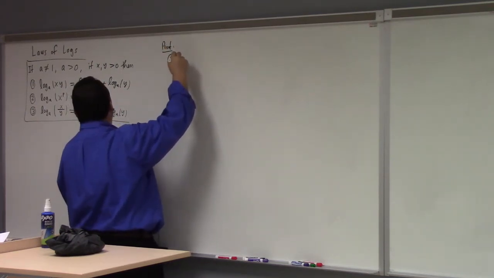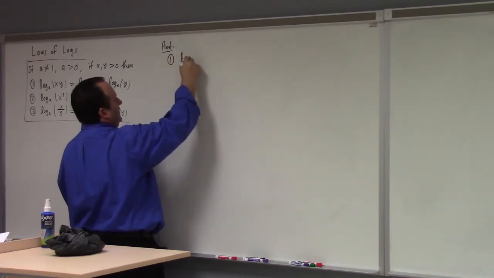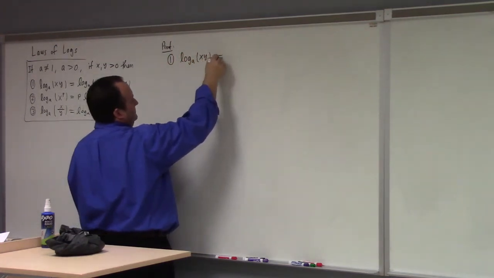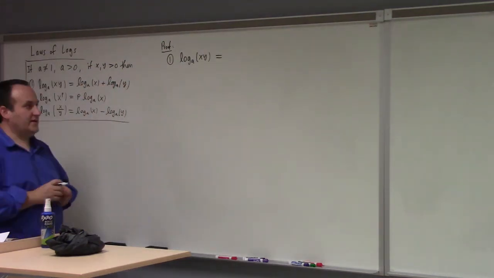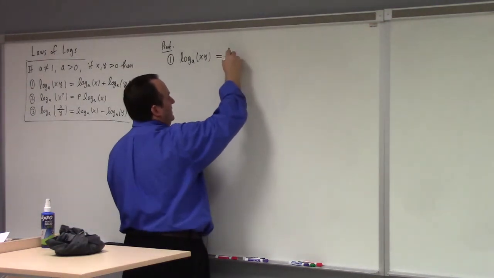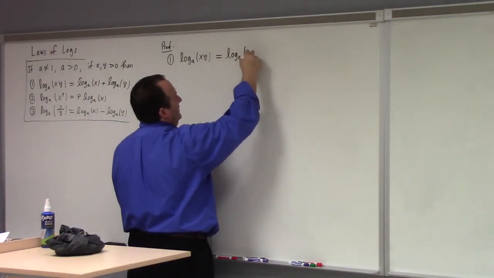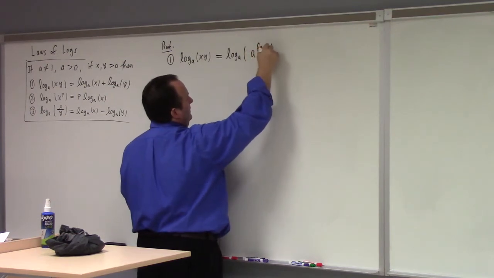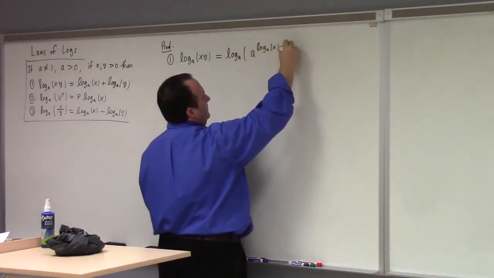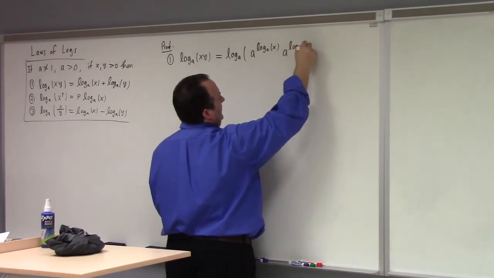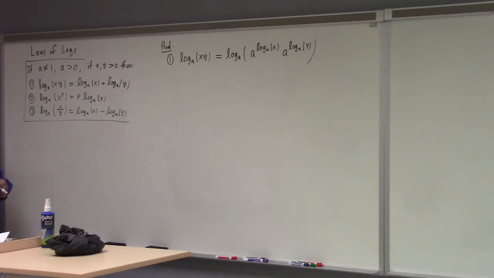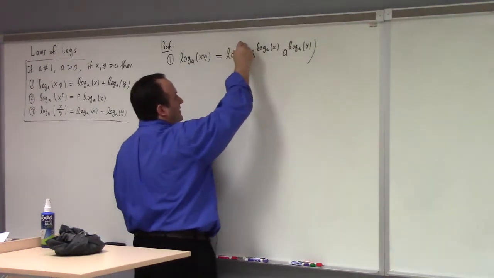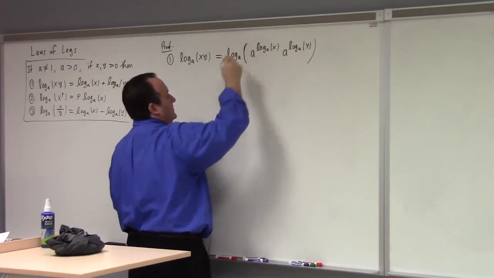So I'll start with log base a of xy. All right? And then what I'm going to do is I'm going to make a sneaky trick. And the sneaky trick I'm going to do is to rewrite that as log base a of a to the log base a of x times a to the log base a of y. I can do this because x and y are positive, right? So this is an identity which is available. We can always rewrite a number as exponential of log of that number, like that.